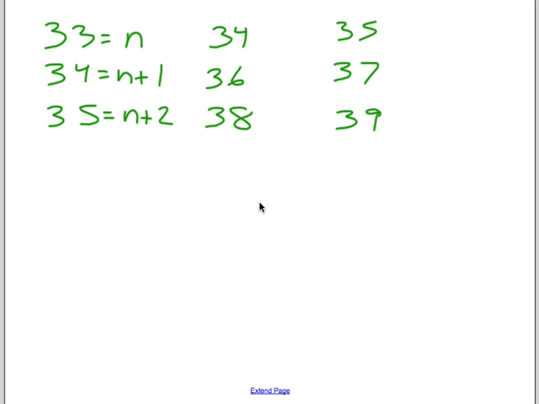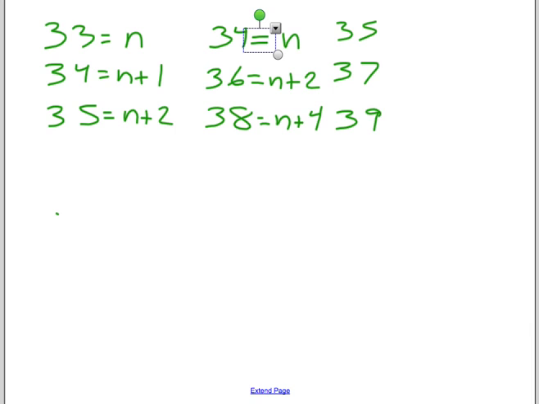plus 1, n plus 2. With consecutive even integers, we want to set up something similar. So that would look like this. N, and then to get to 36, we would make it n plus 2, and 38 would be n plus 4. Okay? And this is the part that I had trouble with.